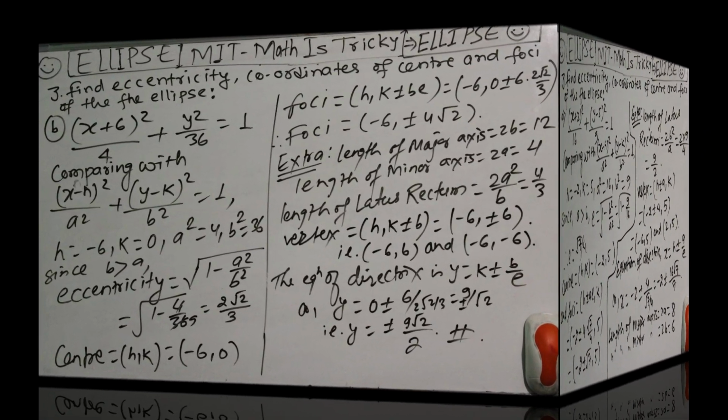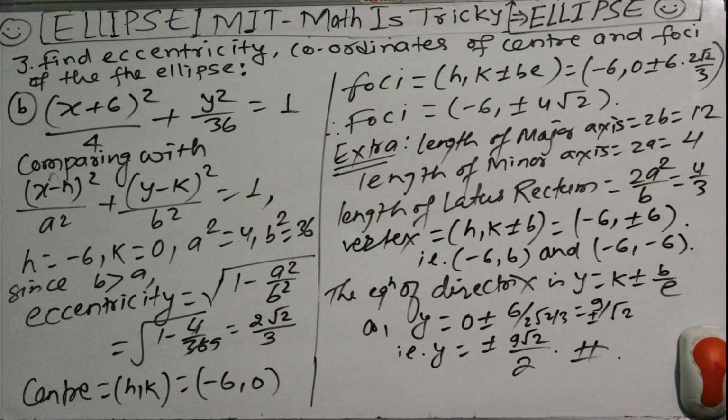3b, it is here (x plus 6) whole square by 4 and y square by 36 equals 1. So comparing, we'll get here h equals minus 6, k equals 0, a square equals 4 and b square equals 36. Hence the eccentricity will be given by the square root of 1 minus a square by b square, because b is greater than a.